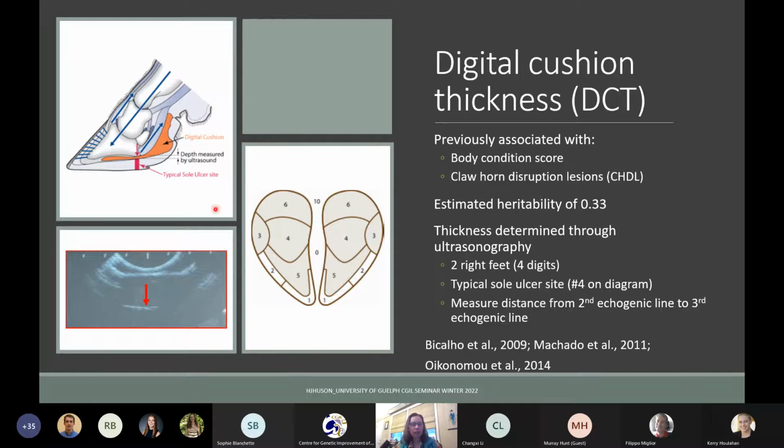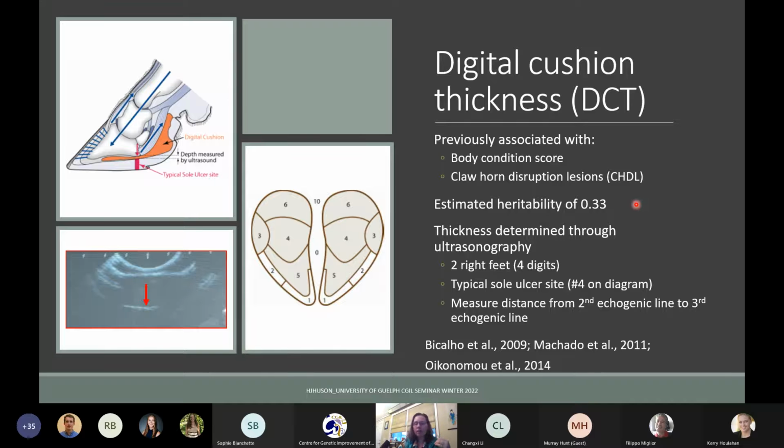So digital cushion thickness, where is that? It is this fatty pad in orange that is in the hoof of the cattle. And here where this kind of pink spot is, this is really the main area where sole ulcers are commonly found. And what we did was we used the ultrasound to take basically measures of this fat pad in cattle going across lactation. Previous research that was already published had associated digital cushion thickness with claw horn disruption lesions. So hence our motivation to tackle lameness.